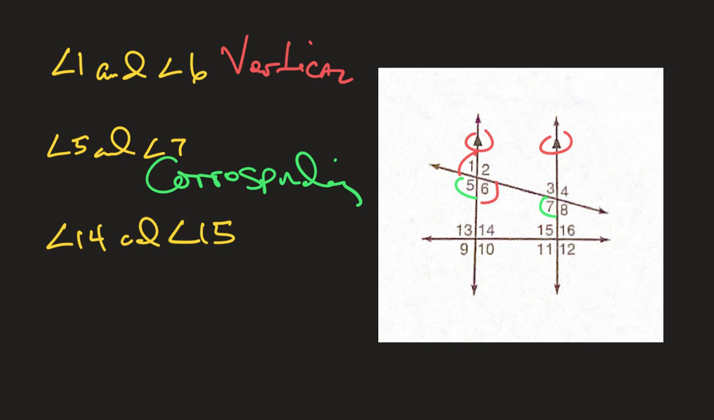Angles 14 and 15. So 14's here, 15's here. Those angles are on the inside of the parallel lines, so we're talking about interior here, and they're back to back. They're right next to each other. You remember that one? So 14 and 15, inside the parallel lines. They're back to back. Consecutive is one right after the other. Consecutive interior angles. Okay?